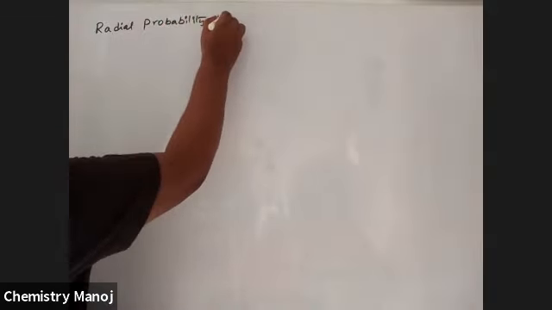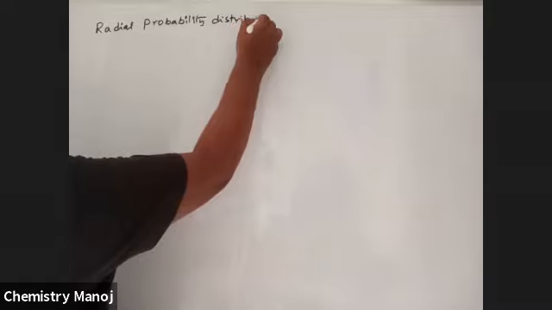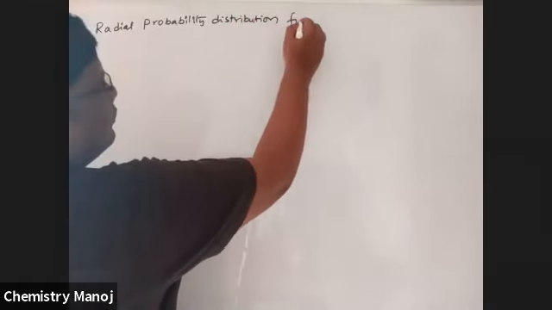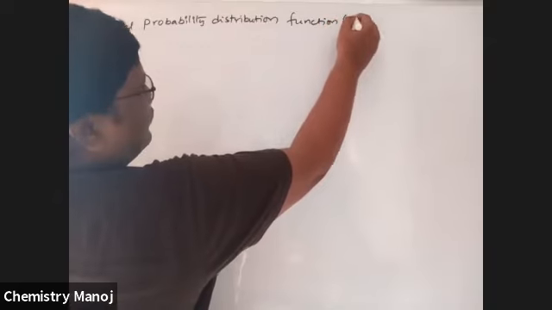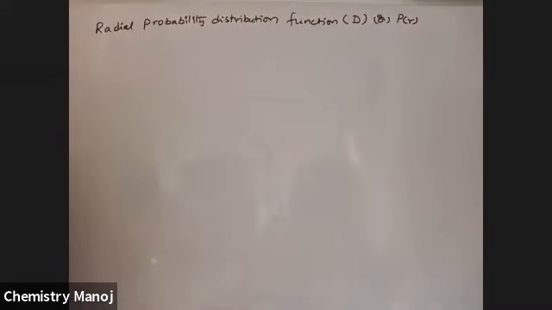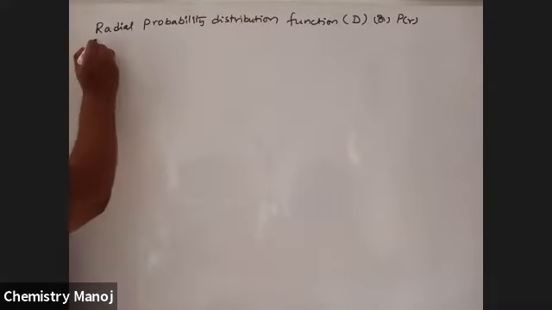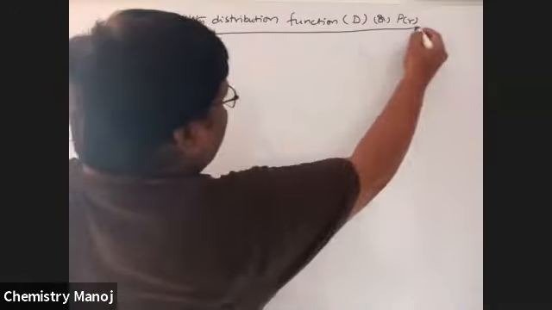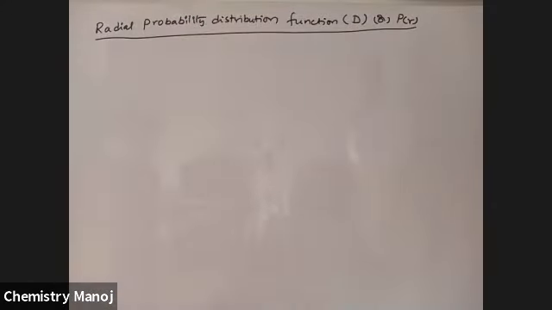Next one. Radial probability distribution function, indicated with the letter D or sometimes P(r,n), the probability function. Radial probability distribution function. Okay.